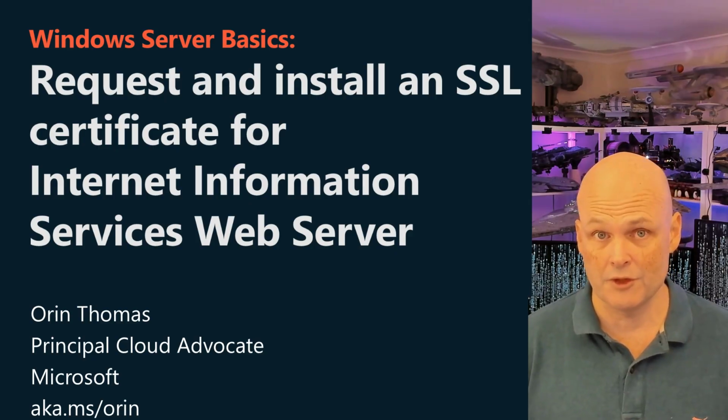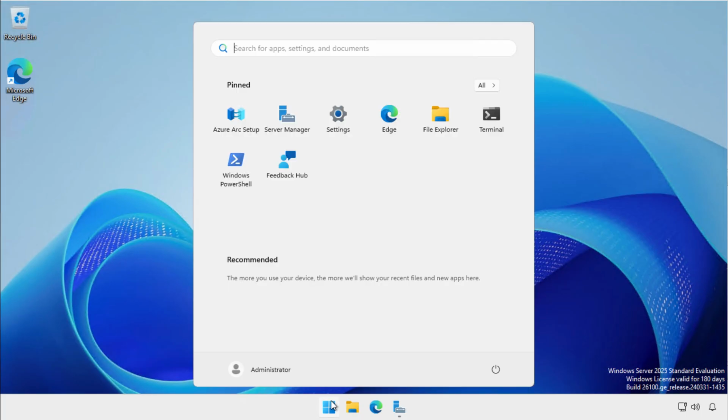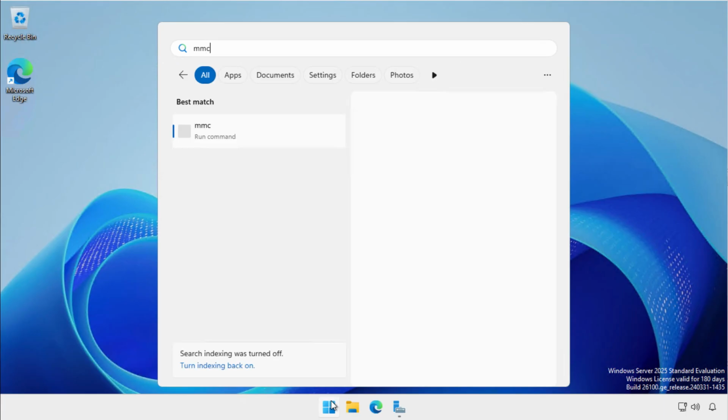In this video, I'm going to show you how to request and install an SSL certificate on a Windows Server 25 computer running Internet Information Services. The first thing I need to do is generate a certificate request file. I can do that from the certificate snap-in of a Microsoft Management Console.